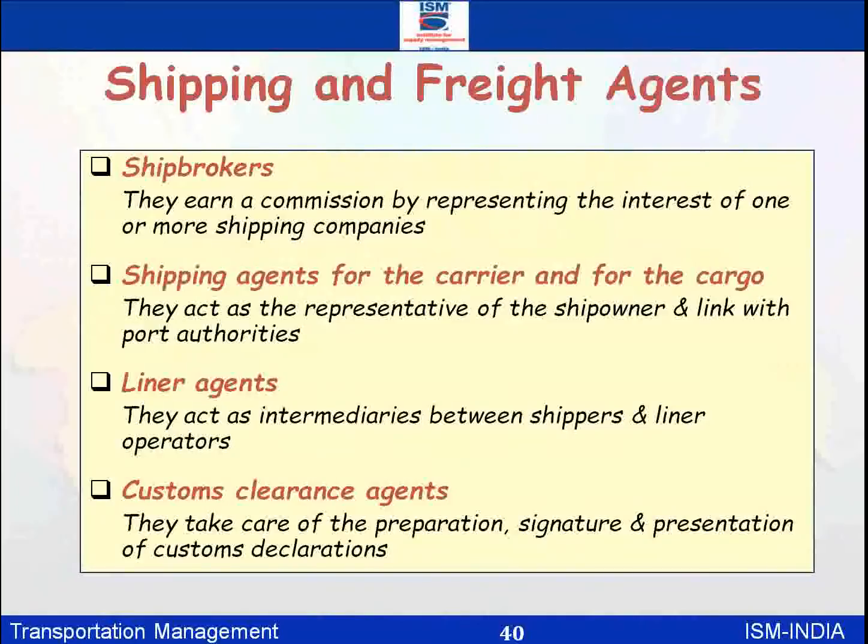Shipping and freight agents. Now here come a few things. Ship brokers get a commission representing the interest of one or more shipping companies. I'm a broker, basically. Which shipping company to use? They will try to negotiate and get their own commission. If they identify for this client that it is this one, they get their commission from them. A shipping agent for the carrier and the cargo acts as a representative of the ship owners and links with the port authorities. The liner agent is also like that, and customs clearance also. There are many people whose job is to take the documents and get them cleared.